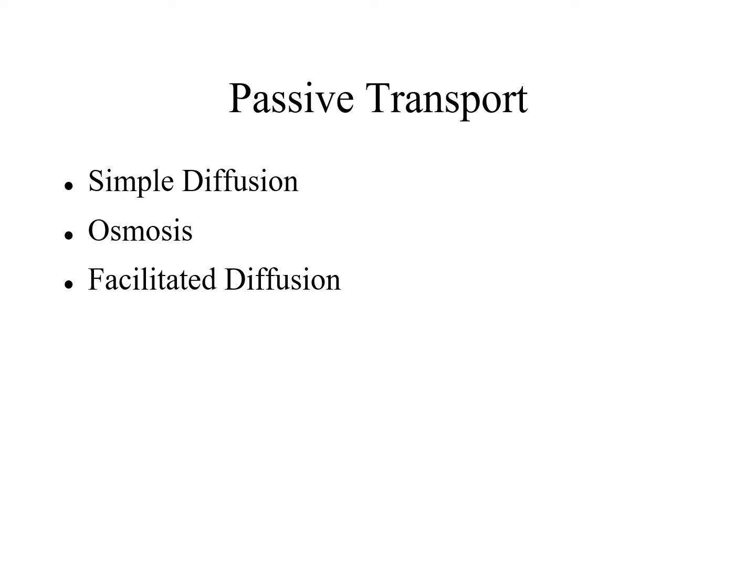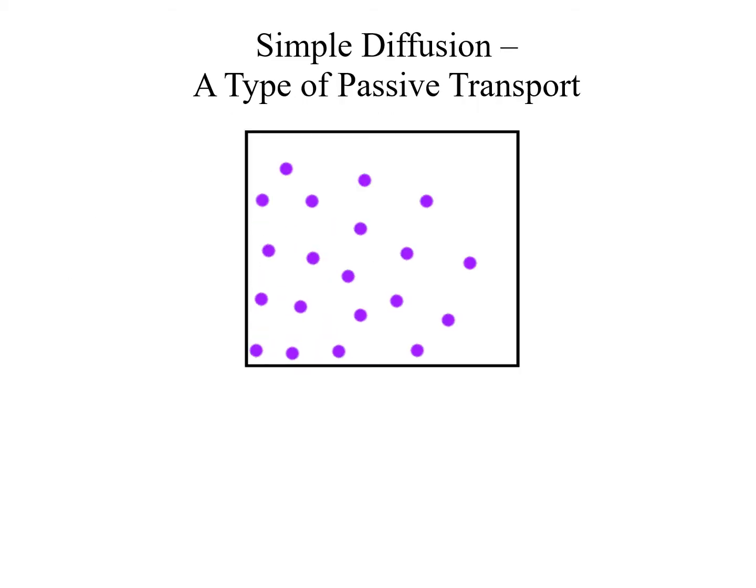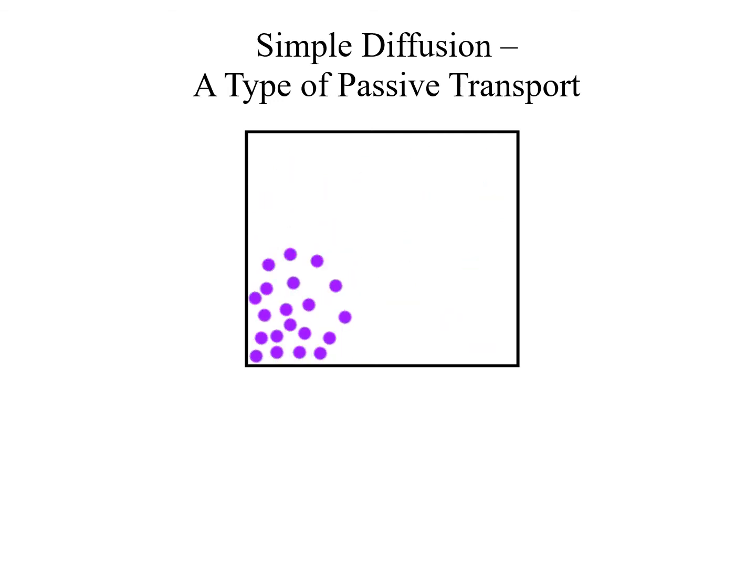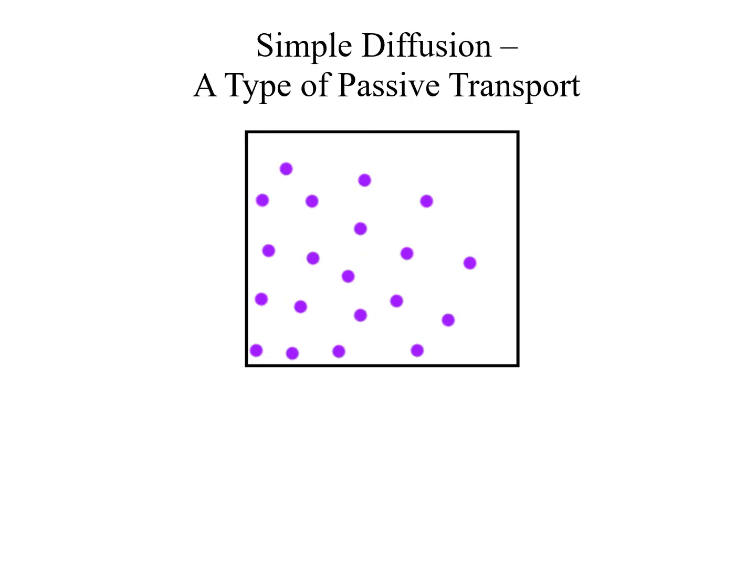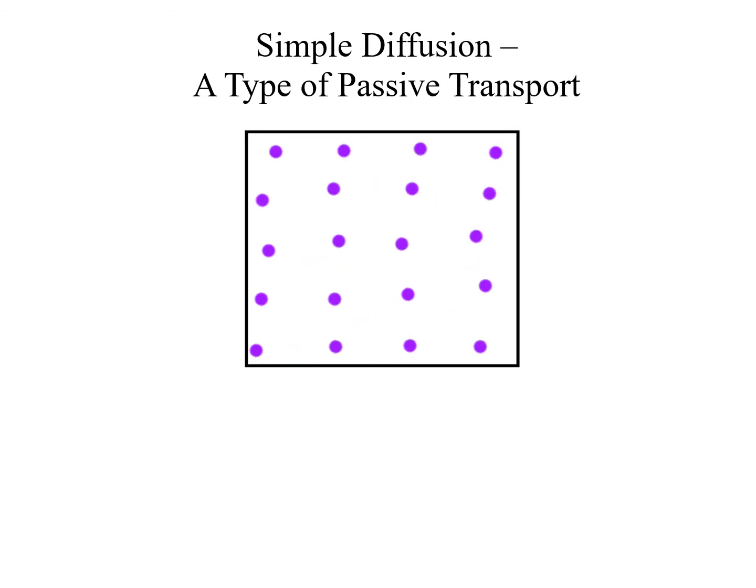So we're now going to turn over to page 36, and let's talk here about three types of passive transport. Let's start with simple diffusion, and then we'll walk through osmosis, and then facilitated diffusion. So simple diffusion is a type of passive transport. That means no ATP is required, and molecules spread from areas of high concentration to areas of low concentration.